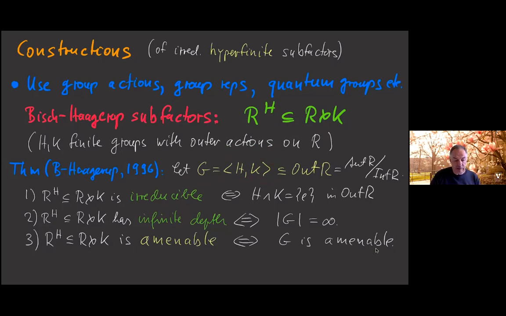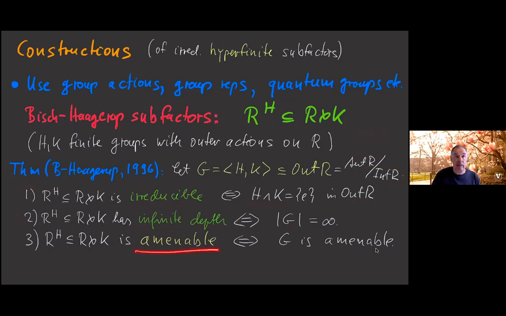Well, then you can very easily show that you get irreducible subfactors precisely when the groups have trivial intersections in the outer automorphism group, which is automorphisms modulo inner automorphisms. And by inner automorphisms, I just mean automorphisms of the form ad u, where u is a unitary. We show that it's infinite depth precisely when this group is infinite. And now these two results are really easy. And the one that takes a little bit more work is this one here.